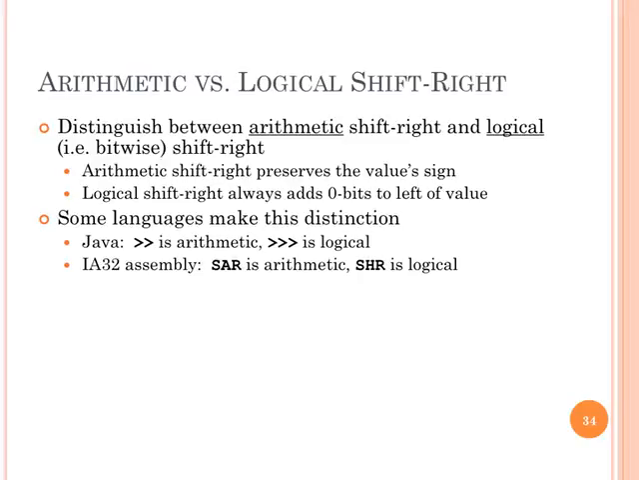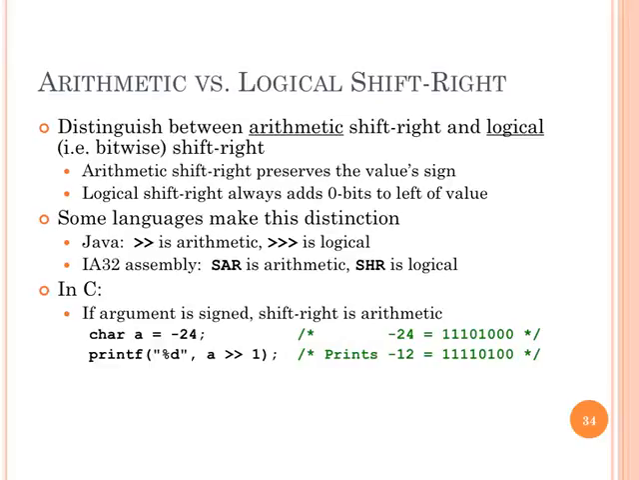IA32 assembly actually also makes a distinction as well. You have SAR and you have SHR. And SAR, the A stands for arithmetic. And the SHR just means a logical shift right. So SAR preserves the sign and SHR does not. Now C, unfortunately, doesn't make any distinction. You have to think when you write C code. You have to do the thinking for C on this particular point. Because it will just infer from the type whether or not it's doing signed or unsigned shifting.